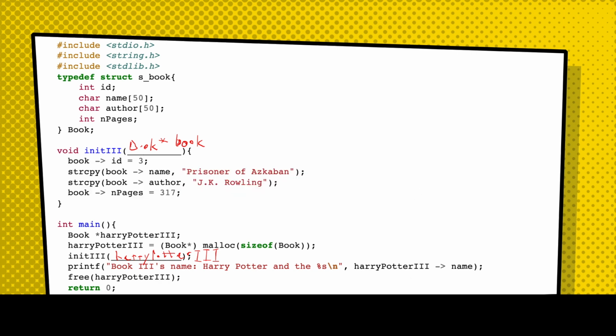Okay, and now let's uncover the rest of the code. If you run it, you'll be able to see the actual answer will be book 3's name, Harry Potter and the Prisoner of Azkaban.